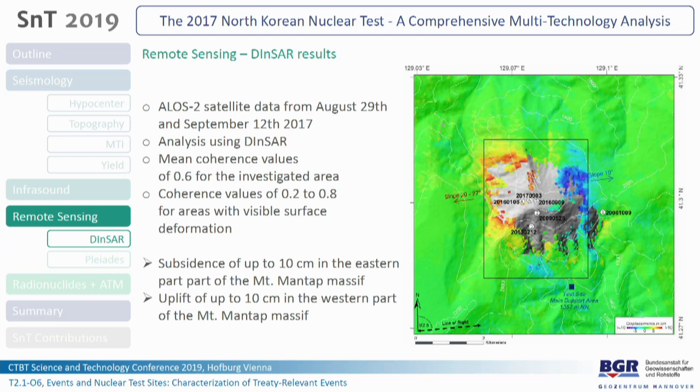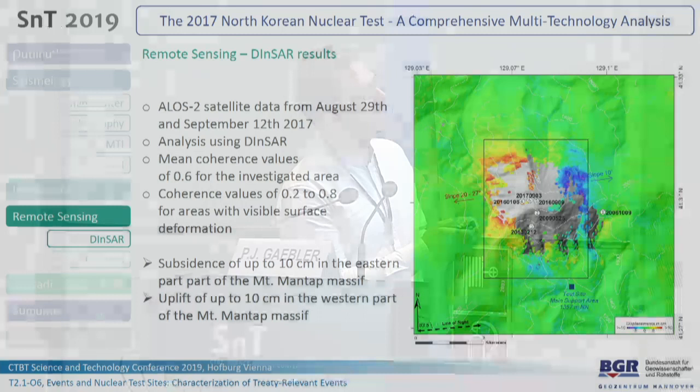In areas where you have visible surface deformation, so in the red part and the blue part here, you get coherence values between 0.2 and 0.8. You might wonder why in the middle there are no values given. Coherence is completely lost here because surface deformation was just too high to measure with this kind of technique. You need other satellite-based methods to estimate it. So deformations are much higher here than in the western and eastern parts. You have around 10 centimeters of subsidence in the east, the blue ones here, and around 10 centimeters of uplift in the western part.